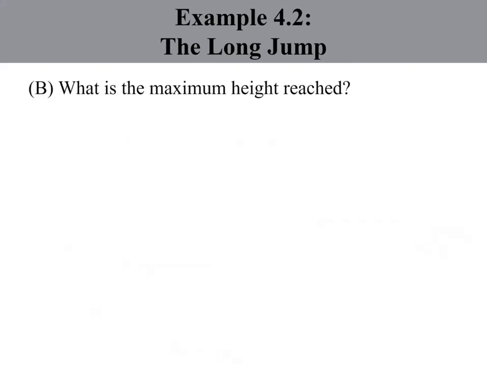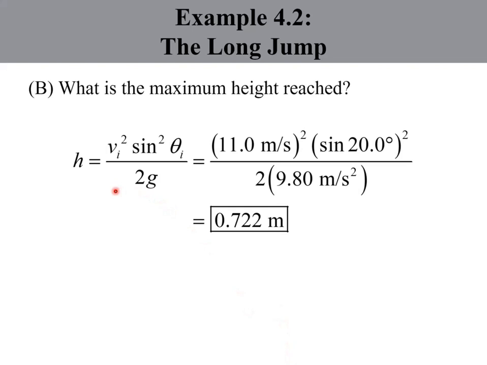Next is maximum height. Again, maximum height is h equals vi square sine square theta over 2g. Again, it also needs only these two facts, v and theta. So putting these two into the equation, we have 0.722 meter.